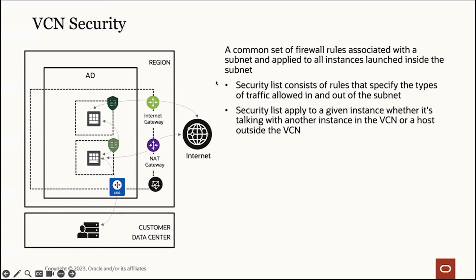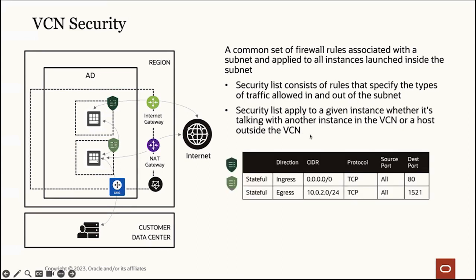Another thing worth noting is security lists apply to a given instance, whether it's talking with instances inside the VCN or outside of the VCN. Here we have two example rules. We have a stateful ingress rule coming in at 0.0.0.0/0 for TCP on port 80. And the second is an egress rule with a destination CIDR of 10.0.2.0/24 on port 1521.